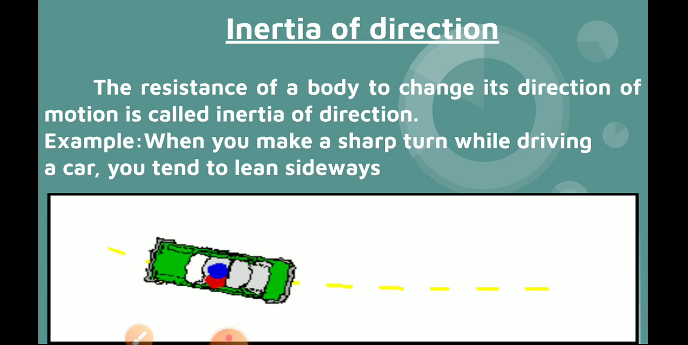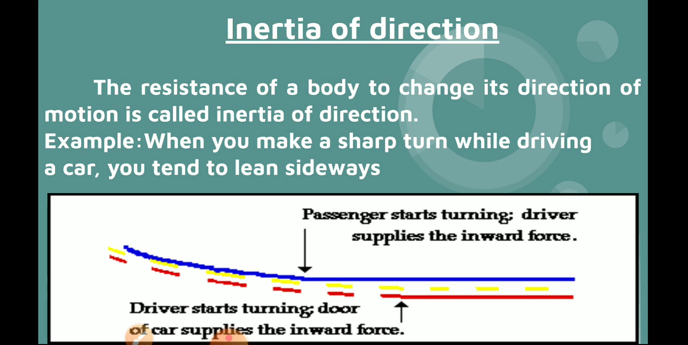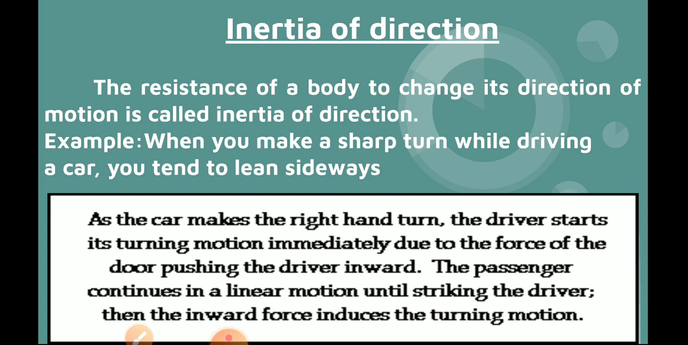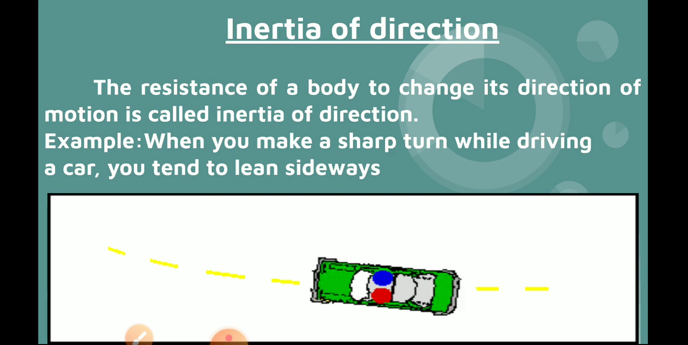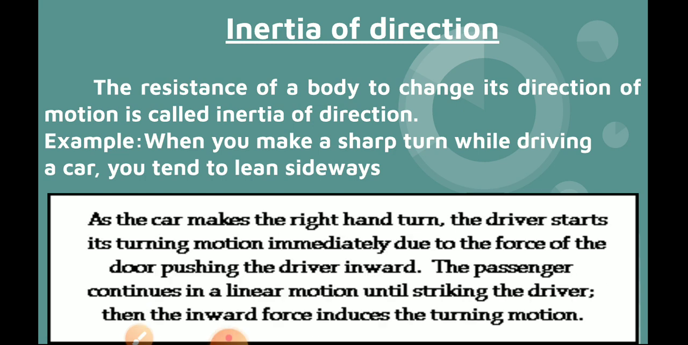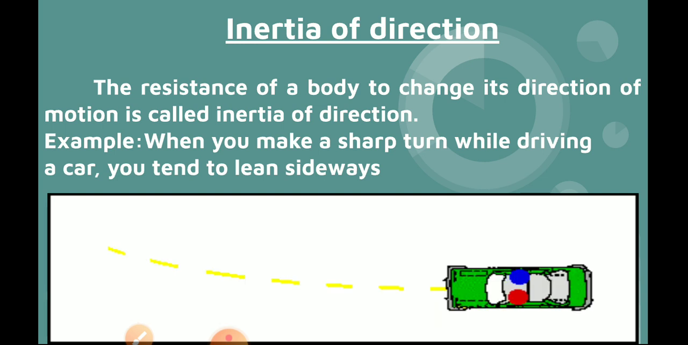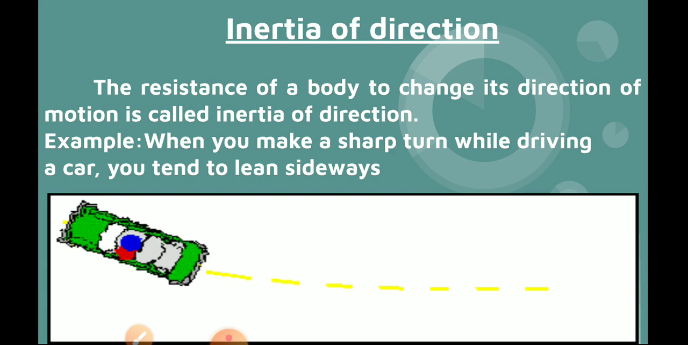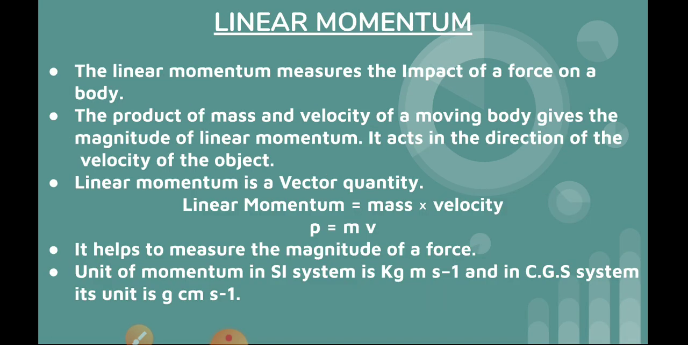Inertia of direction: the resistance of a body to change its direction of motion is called inertia of direction. Here the body resists change in its direction of motion. For example, we have gone through this in our daily activities. When you make a sharp turn while driving a car, you tend to lean sideways. Most probably this happens with everyone, so remember this. This is the best example for inertia of direction. You can see it in the image also. Let's move on to the next slide.